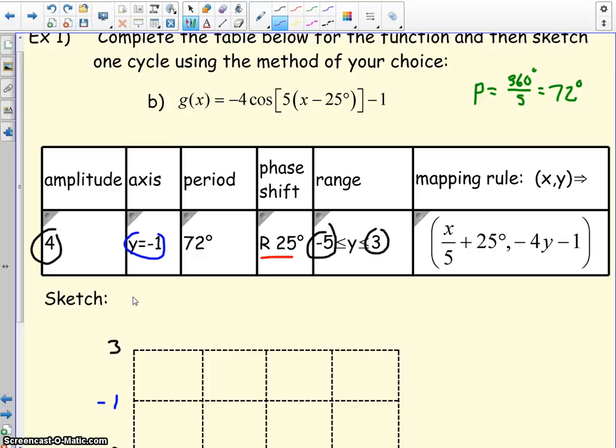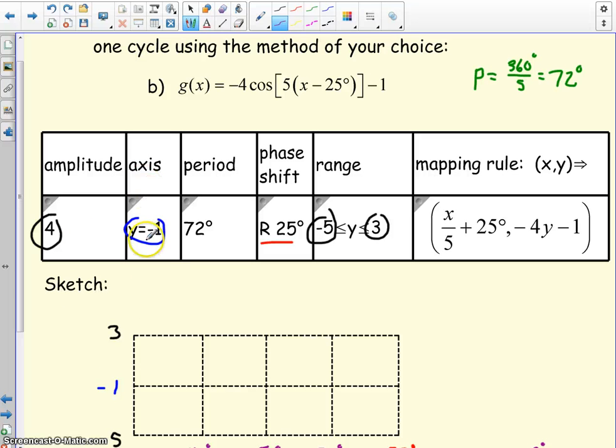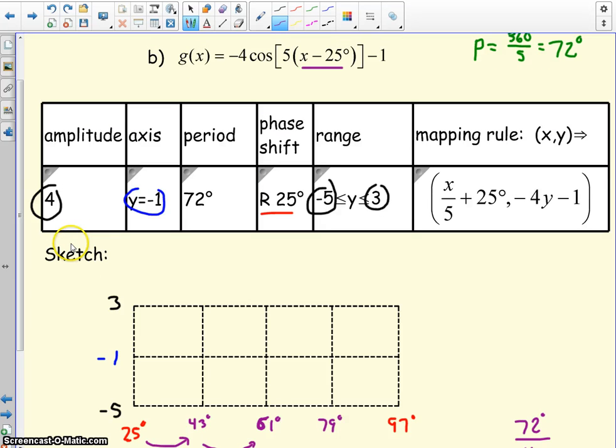Okay, let's take a look at what you've got so far. So amplitude of 4, axis of -1, y equals -1. Period, do 360 degrees divided by my k value, which is 5, which gives me a period of 72 degrees. This one's been horizontally compressed by a factor of 1 over 5. So phase shift right 25 degrees from there. Range, so again, if the amplitude is 4, my axis is at -1, so from my axis I go up 4 and down 4 to get my maximum and minimum values of 3 and -5. And I have my mapping rule there as well.